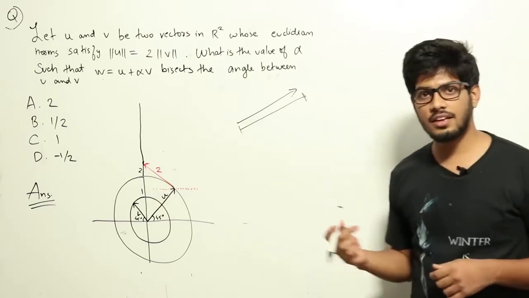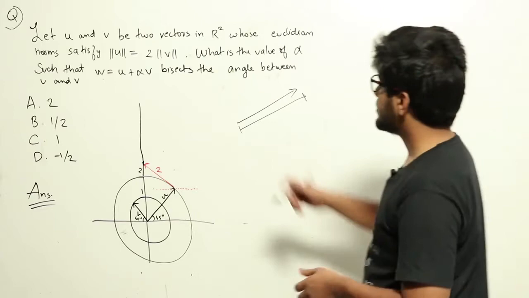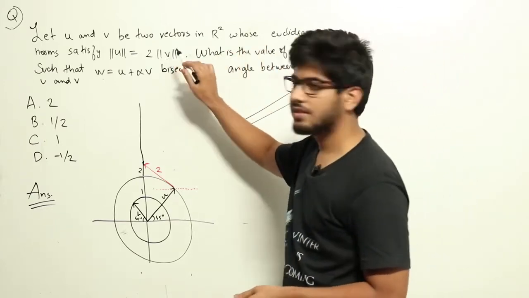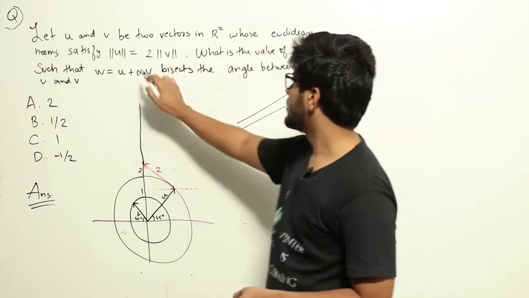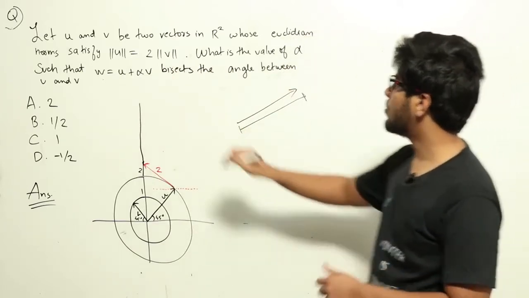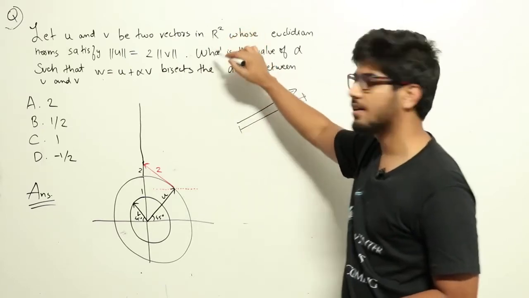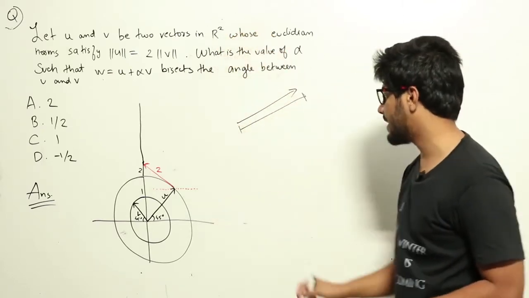So let's take a sample example for this question and try solving this. Let us take that norm of V equals 1, which means the norm of U will be equal to 2. Now what does norm of V equal to 1 mean for a vector belonging to R square? R square is nothing but the xy plane.